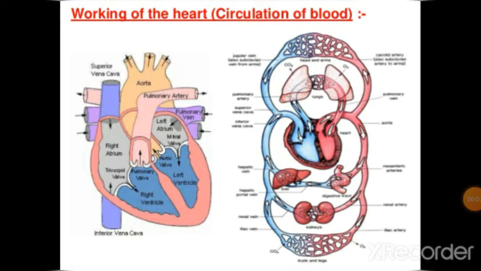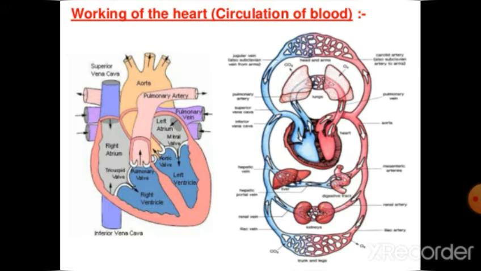Hello students, welcome again to the third video, in which we will study the circulation of the blood in the human heart. As you know, our heart has four different chambers. We have the right atrium, right ventricle, left atrium, and left ventricle, and in this video we will describe the flow of the blood in these four chambers. First of all, the right atrium receives the blood from the different parts of the body.